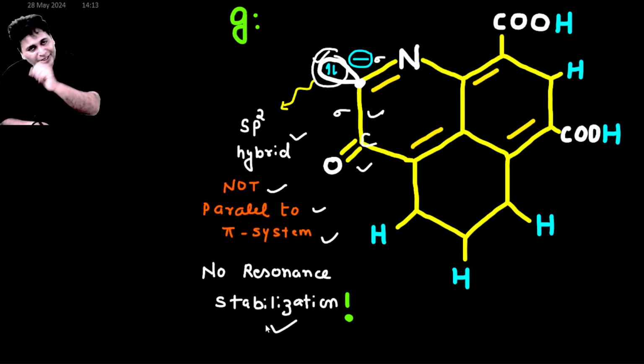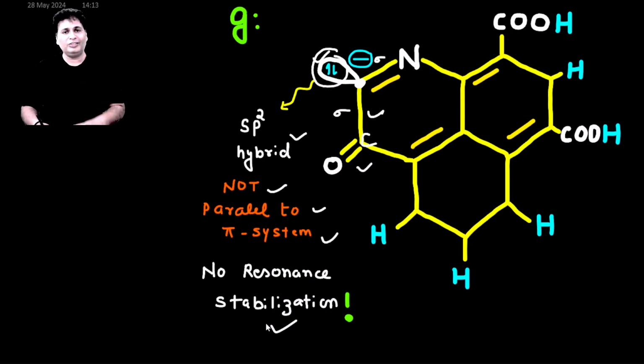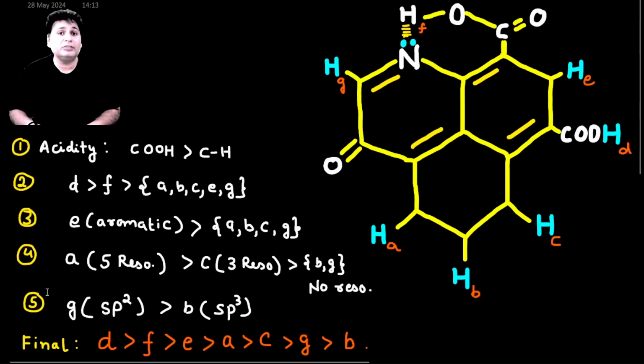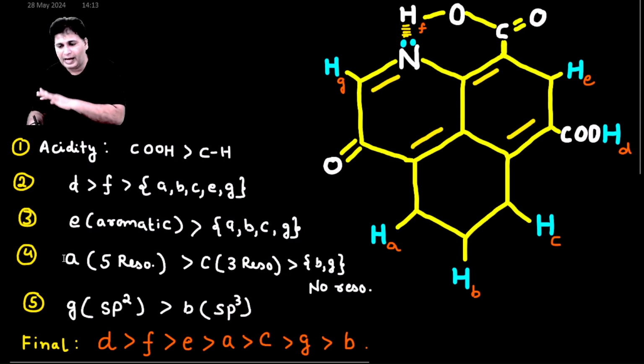So in option number B also you saw the minus charge was not in conjugation, and in option number G also we have seen the minus charge is not in conjugation. Now we are going to sum up all the features we have seen one by one from A to F. Now we are going to recapitulate it. We are now going to make a comparison to put a final hierarchy.